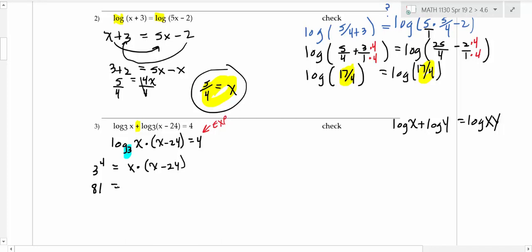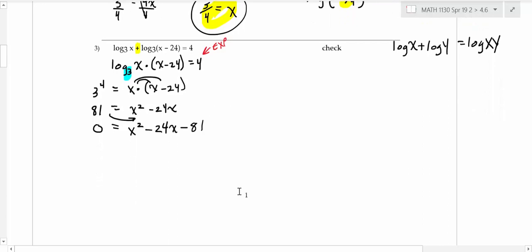Okay, all right, so let's see, 3 to the 4th is 81. If you work that out, multiply 3 out 4 times. Then you can do distributive property here to get x squared, and then minus 24x, like that. Okay, all right, what do I do next? It's a quadratic equation, so what's the next move? One side 0, okay, then try to factor. So exactly. So we're going to move this over to get 0 equals x squared minus 24x minus 81, like that.